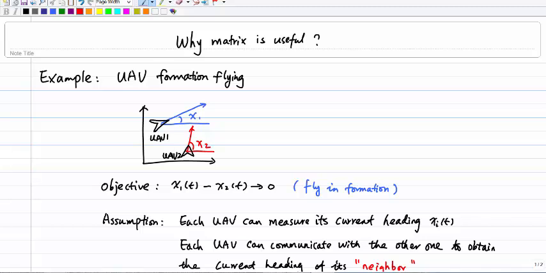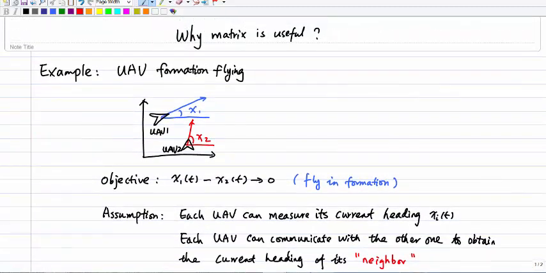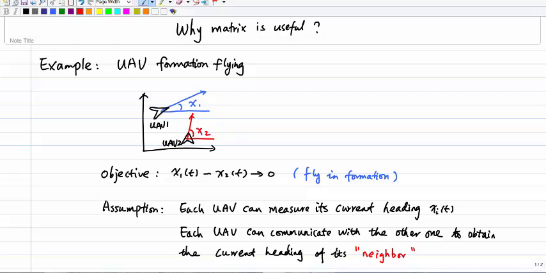In this video, I'm going to talk about why matrix is useful. Since we talk about matrix and matrix operations, one thing you might want to ask is, why do we study matrix? Here I'm going to give you a very simple example showing how we may use matrix to solve some important problems. The example is called UAV formation flying.